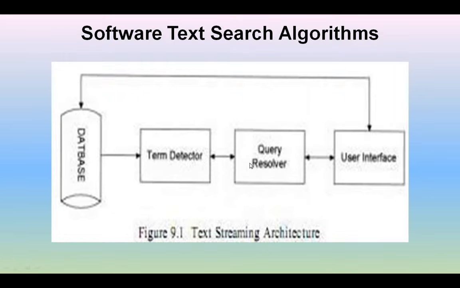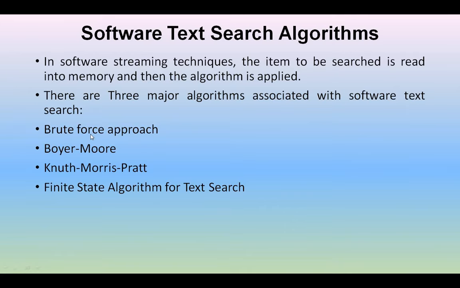So term detector and query resolver play a crucial role in this for detecting and extracting the text, and applying the logical operations on the text like this. Okay, so for this we have these kinds of approaches in software text search algorithms. So in the coming videos we will talk more about the brute force method, Boyer-Moore, Knuth-Morris-Pratt, and other finite state algorithms. All these things we will discuss elaborately.